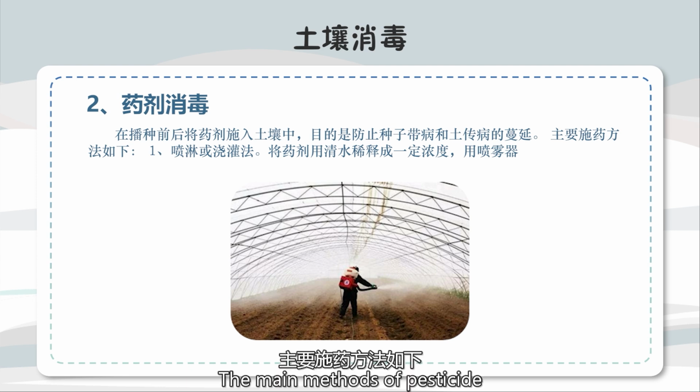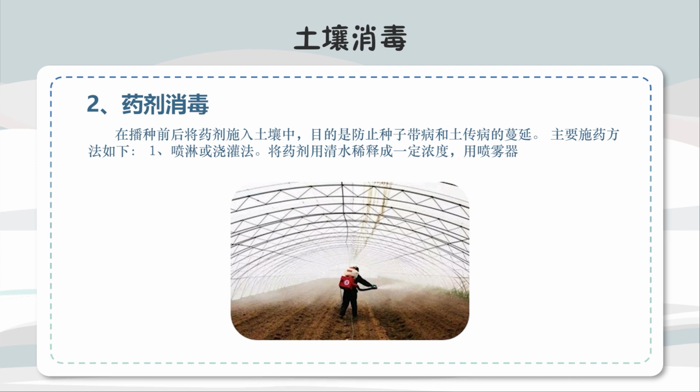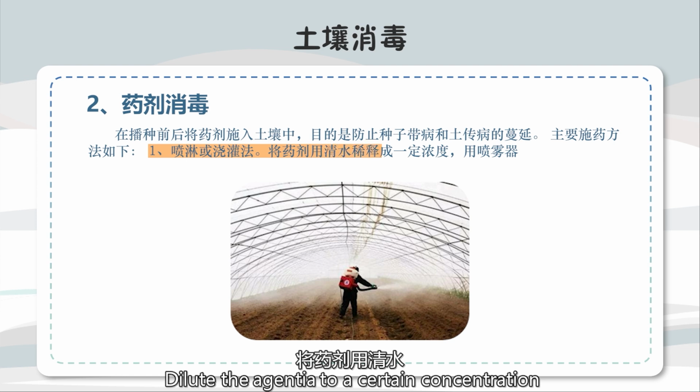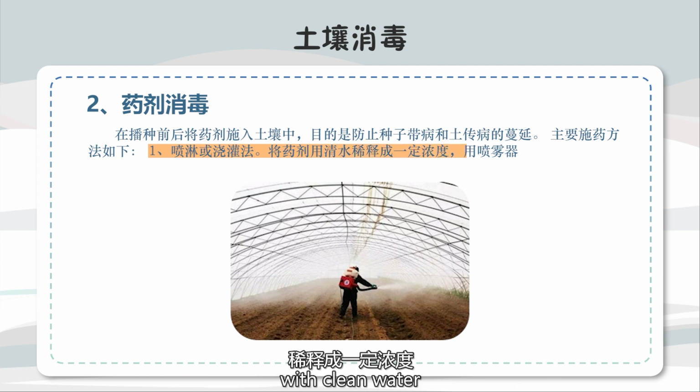The main methods of pesticide application are as follows. 1. Spray or irrigation method. Dilute the agent to a certain concentration with clear water and use a sprayer.